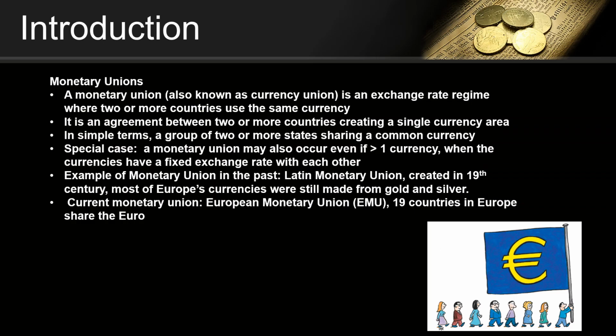A monetary union, also known as a currency union, is an exchange rate regime where two or more countries use the same currency. In other words, it's an agreement between two or more countries creating a single currency area. In simple terms, you can also understand it as a group of two or more states sharing a common currency. However, there is also some special case where monetary union may also occur even if there is more than one currency, but this only happens when the currency have a fixed exchange rate with each other, so they won't face difference in value because of the exchange rate.